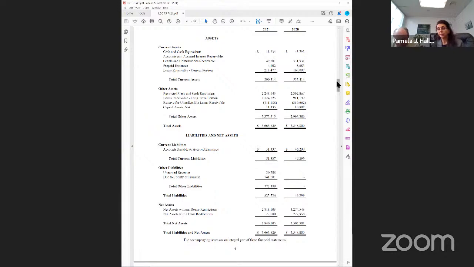And then we have our restricted cash and cash equivalents, which is 2,248,643 against 2,392,867. So that was down about 144,000. And as Jeremy pointed out, that has decreased because that did have the occupancy tax funds in there, and then you sent those back. The long-term portion of the loans receivable was about 1.5 million last year. That was just around 900,000.